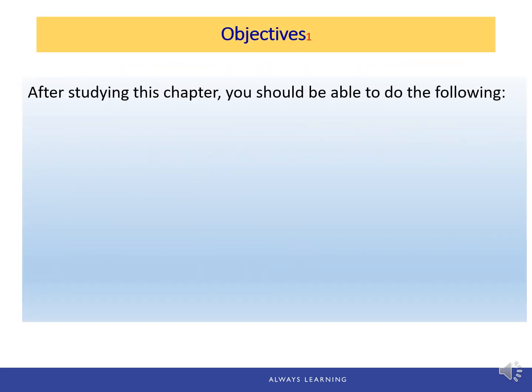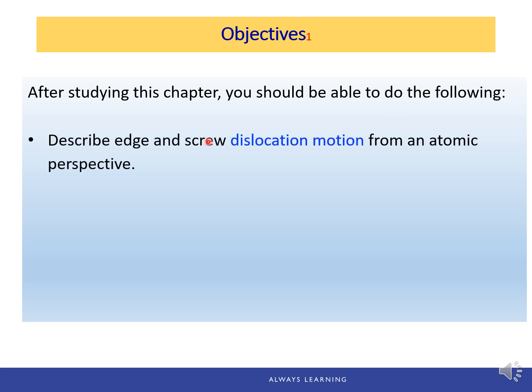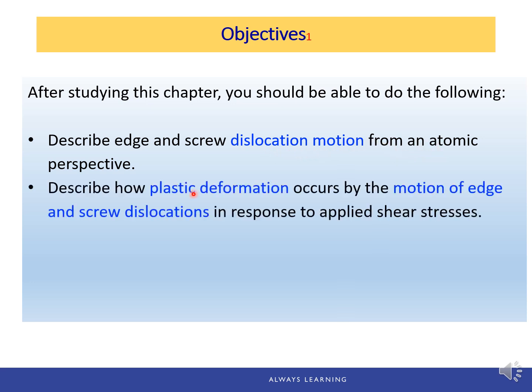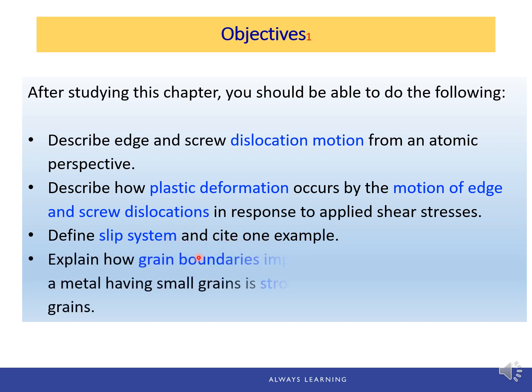After studying this chapter, you should be able to do the following. Describe edge and screw dislocation motion from an atomic perspective. Describe how plastic deformation occurs by the motion of edge and screw dislocations in response to applied shear stresses. Define slip system and cite one example.